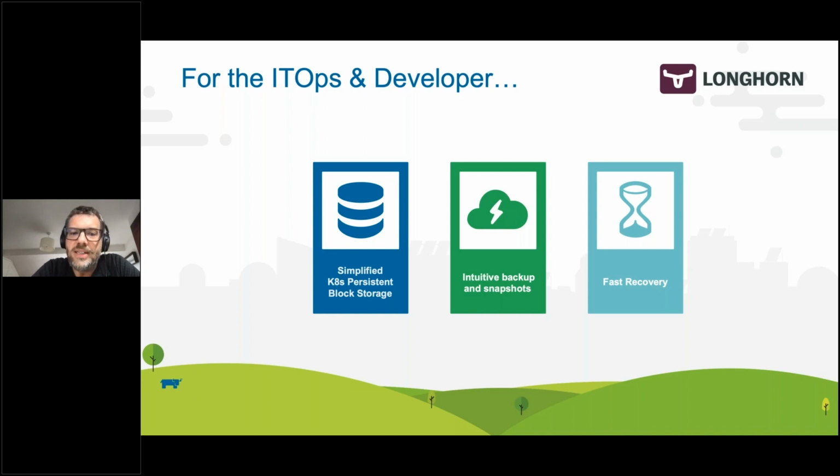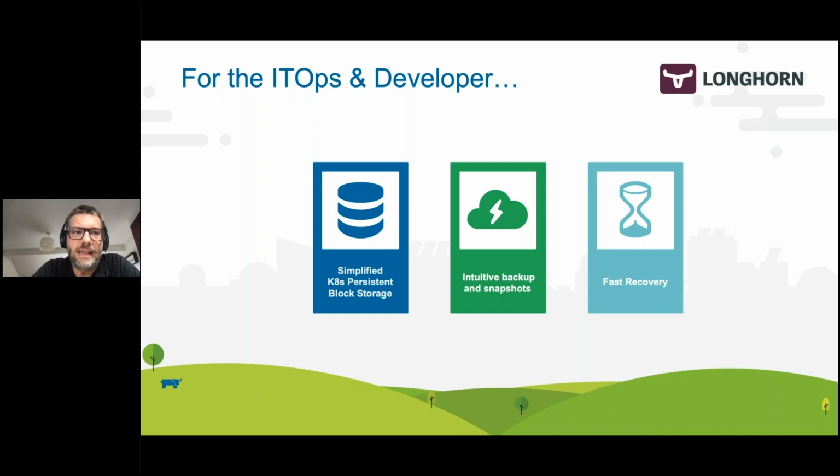The second one is intuitive backup and snapshots. With Longhorn, you can easily automate your snapshots and backups to ensure that you're working with the most up-to-date data stored in your Kubernetes production environment. And Longhorn also manages all your backups and snapshots in Longhorn's UI, which is free. We don't charge for it, it comes with it.